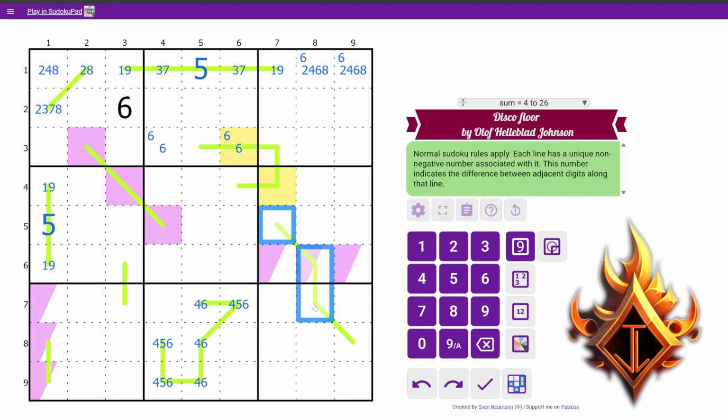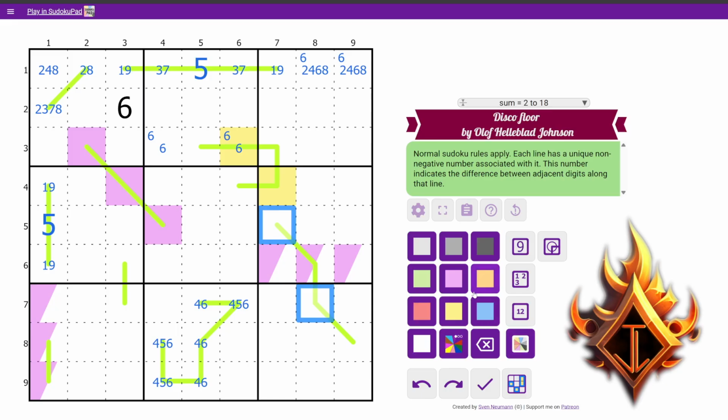So this one is 8, which is going to make these two the same. And it will make these two the same. If that is pink, pink would go here. It could be pink. Maybe not.